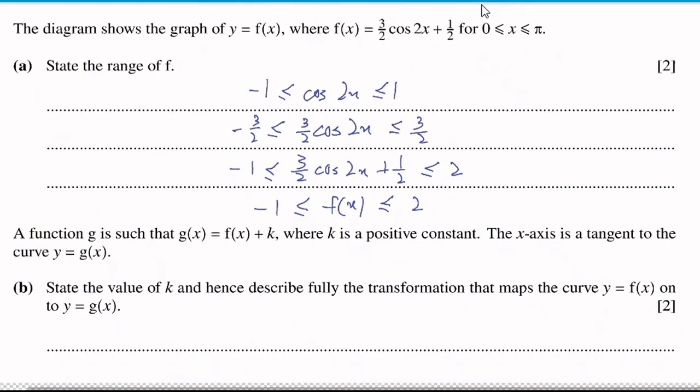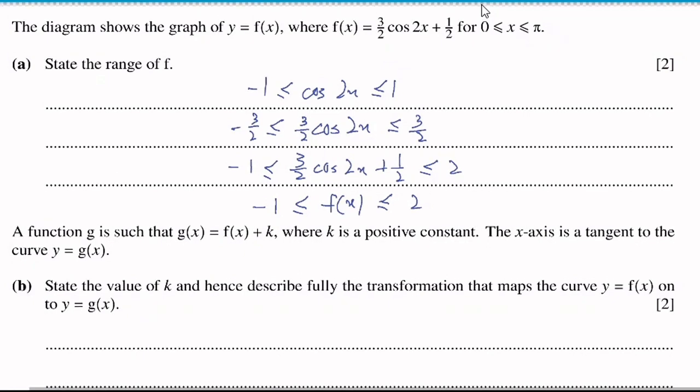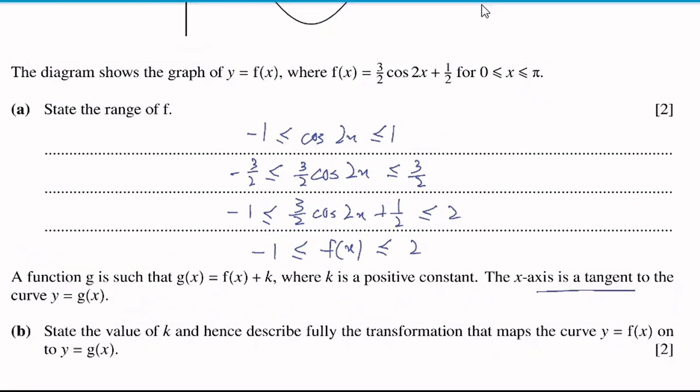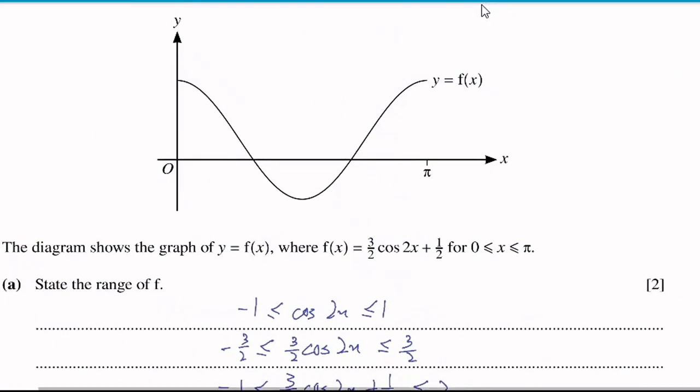A function g is such that g(x) is f(x) plus k. The x-axis is a tangent to the curve. State the value of k and hence describe the transformation that maps the curve f(x) onto g(x). So we want the x-axis to be a tangent. X-axis is a tangent means it is touching the curve at just 1 point. Okay. So from here we already know the curve has this range here.